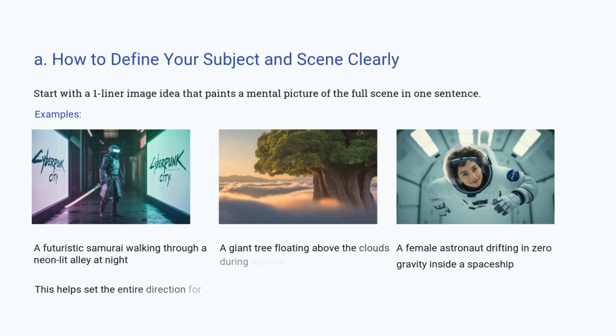So, how do you actually define your subject and scene in a way that's clear and inspiring? Start simple. Just write a one-liner image idea, one sentence that paints the full picture in your head. Think of it like giving the AI a movie still or a snapshot in words. Here are a few solid examples. A futuristic samurai walking through a neon-lit alley at night, a giant tree floating above the clouds during sunrise, or a female astronaut drifting in zero gravity inside a spaceship. Each of these is short, but super visual. It sets the entire direction of the prompt, the vibe, the setting, even the mood, all in one go. Once you've got that one-liner down, everything else starts falling into place.